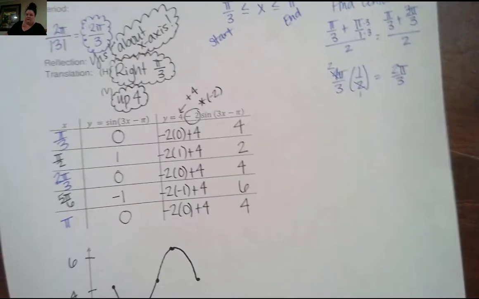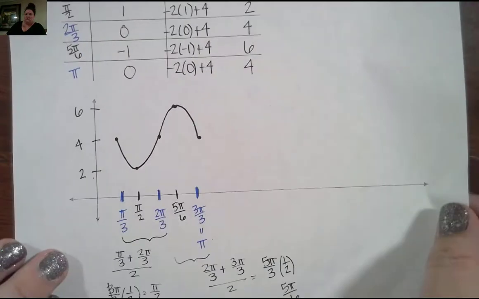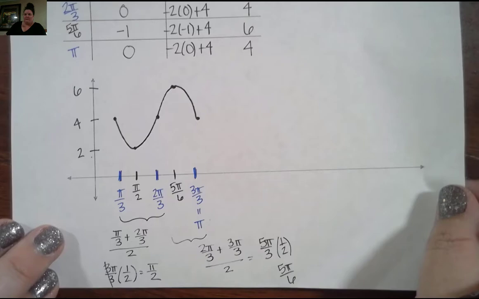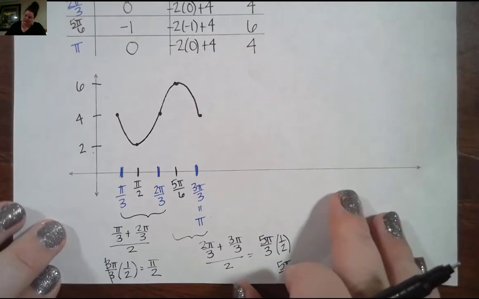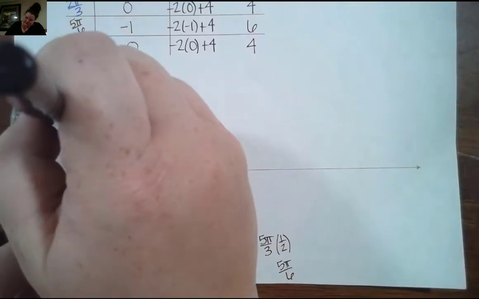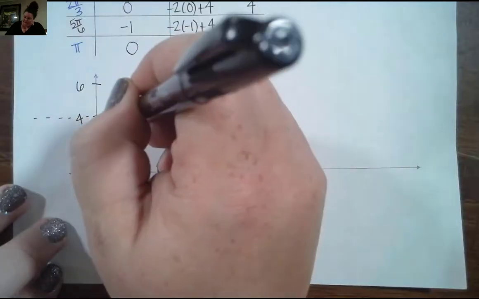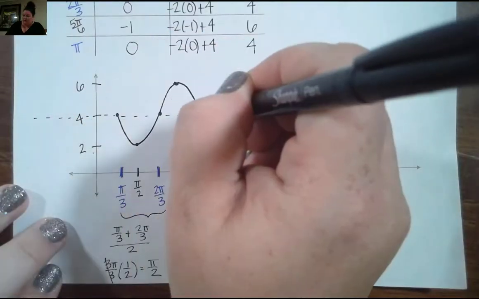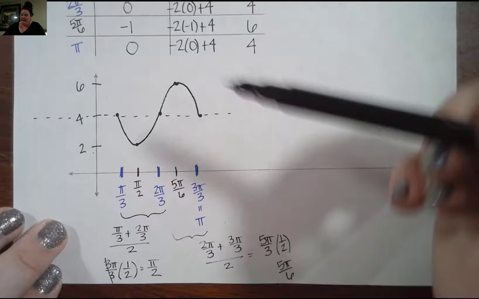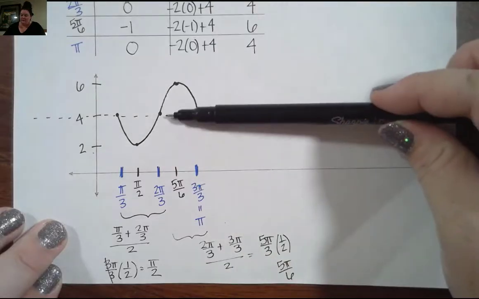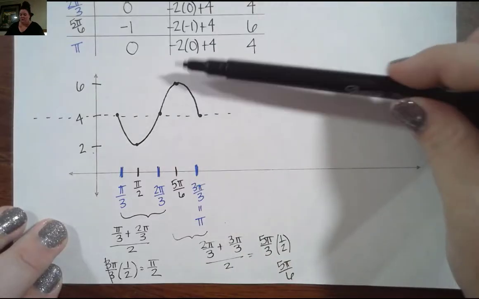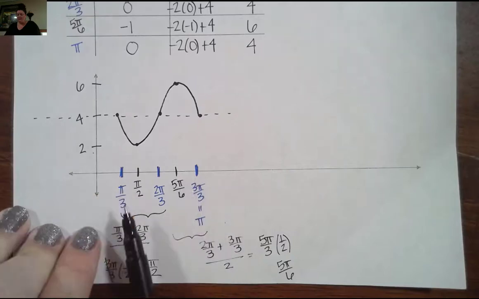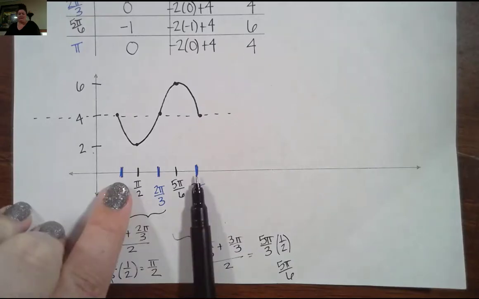All right, so a couple of things I want to point out. Number one, you can see that the vertical center is here at 4, right? So our amplitude from the vertical center to the top we can tell is 2. Our period length is 2 pi over 3.